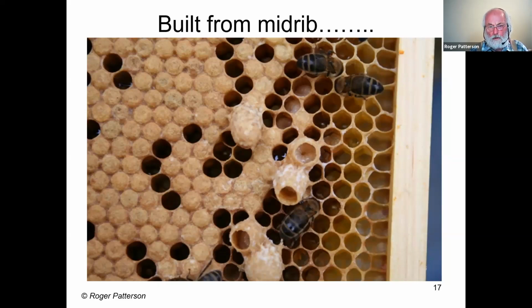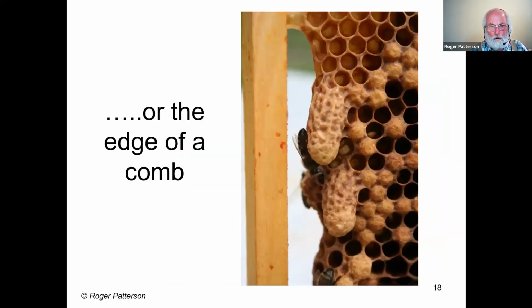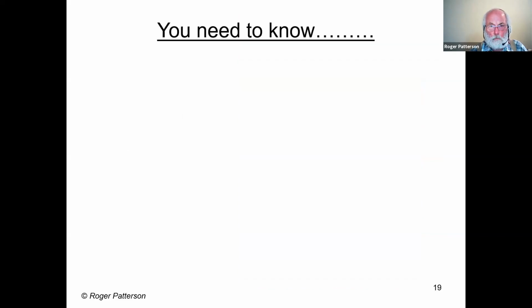You'll probably only get three cells out of that, but you'll have to cut round when they're sealed, of course. You'll have to cut round the cell all the way through the midrib. Notice it's a young comb, look. Or perhaps the edge of the comb, just like that. Now, some people will be forgiven for thinking that they're probably swarm cells, but just have a look at them. They're very, very definitely emergency cells.